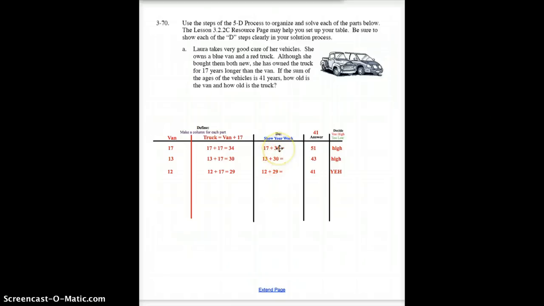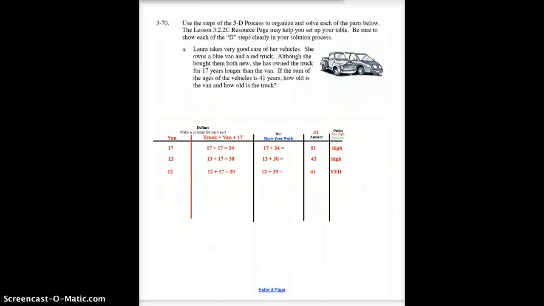This is what you're going to be doing whenever you need to set up the 5D process. You're going to be setting up these columns where you define your work here and break them into however many columns you need. You do your work here, you show your work, what it is you were adding together. You get your answer. And make sure you put your goal answer at the top, and then you just decide, was it too high, too low, or just right? So that is what you're going to be doing.